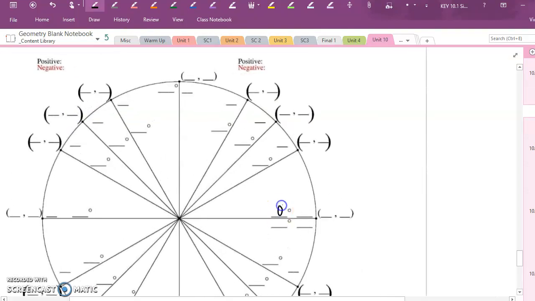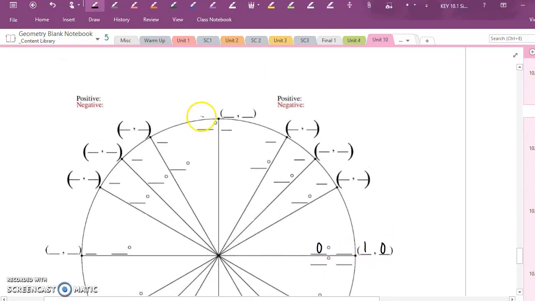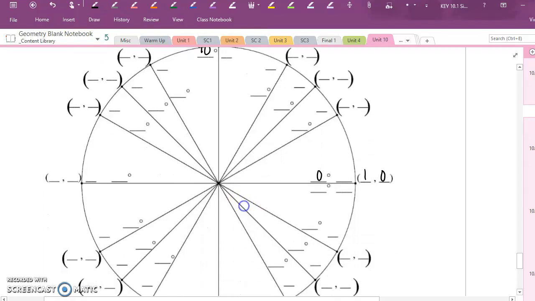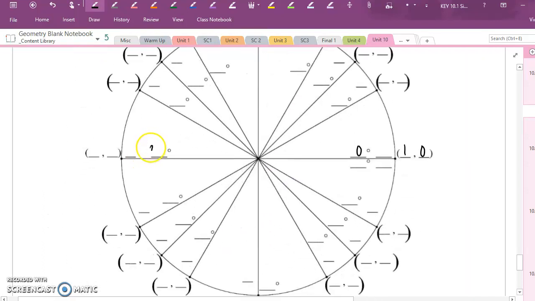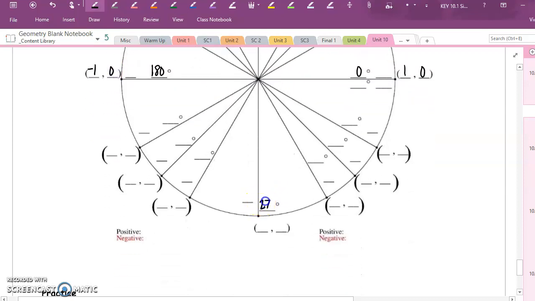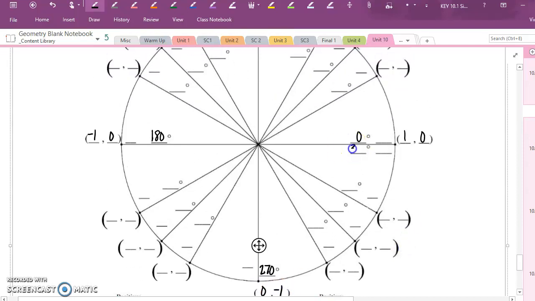So we have 0 degrees, and we learned that 0 degrees was an ordered pair of (1, 0). Then we go above, 90 degrees. We learned that 90 degrees is an ordered pair of (0, 1), just like on a regular grid. So we keep going over, we have 180 degrees. So we're at (-1, 0). Down below, we have 270 degrees, (0, -1). And then we end up back at 360 degrees.